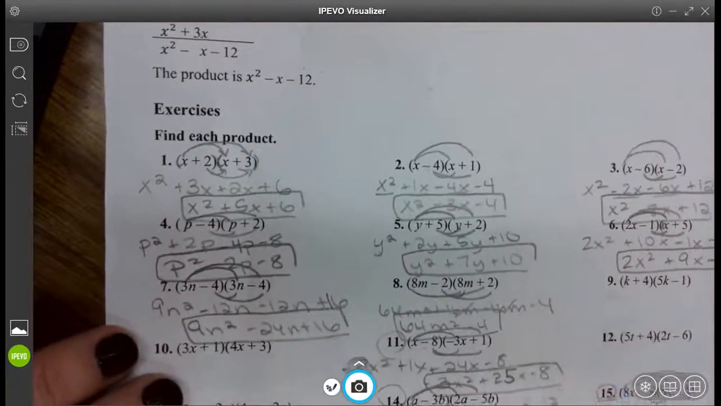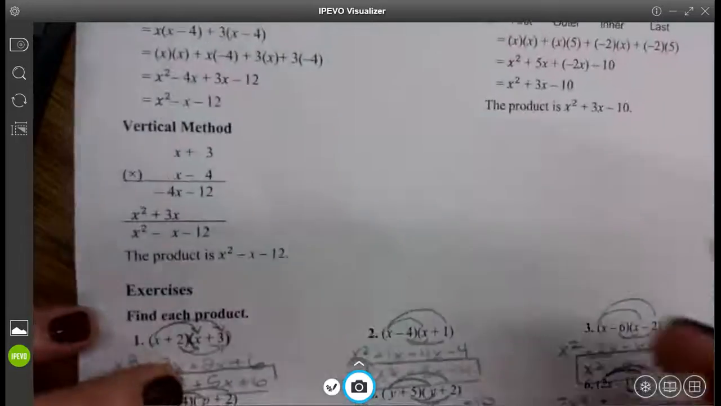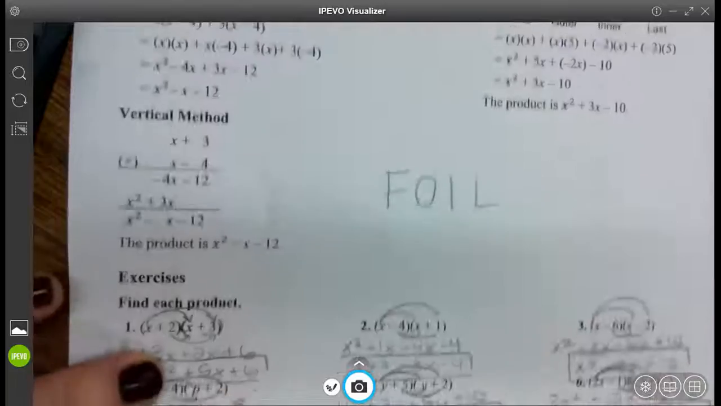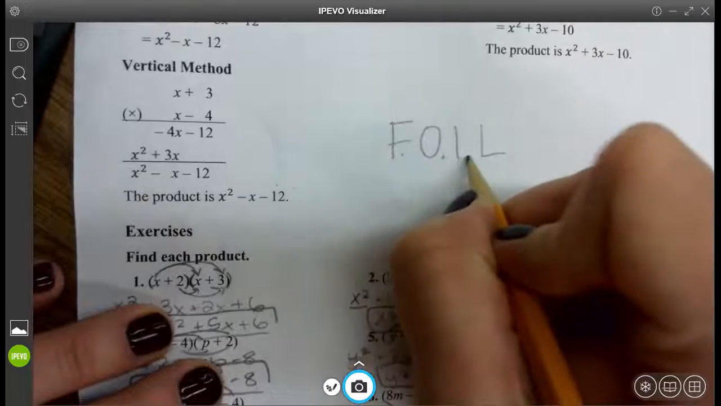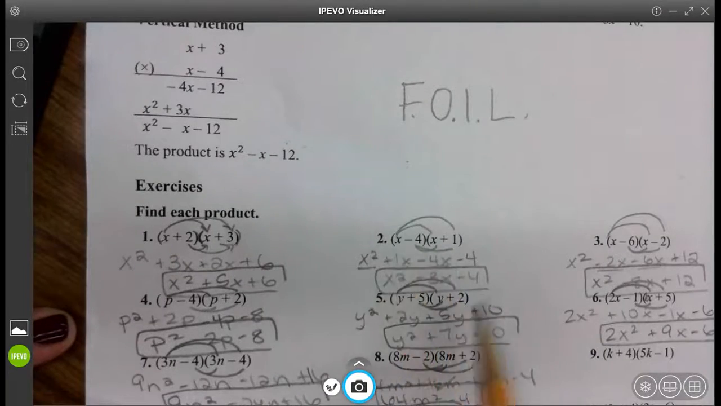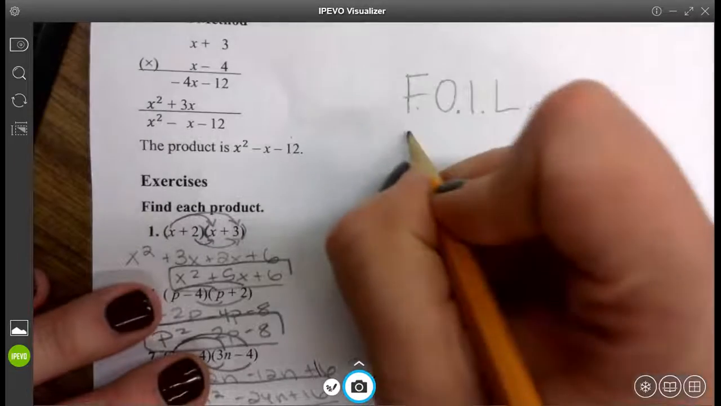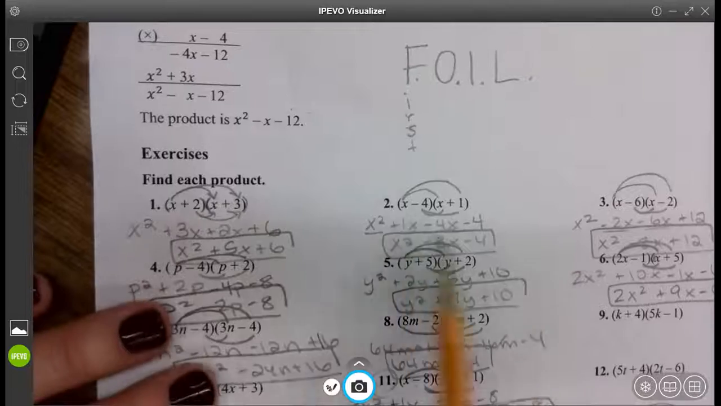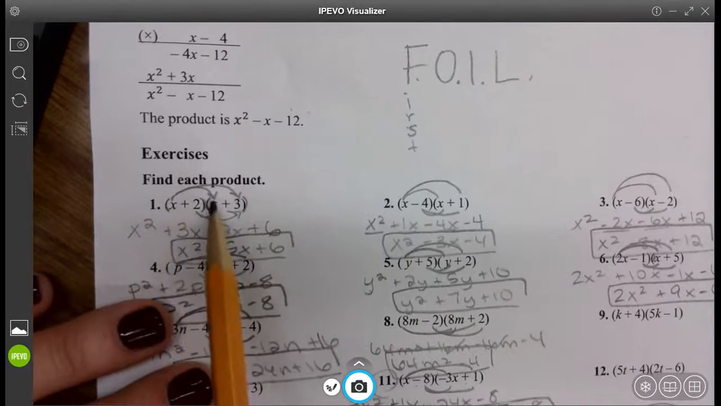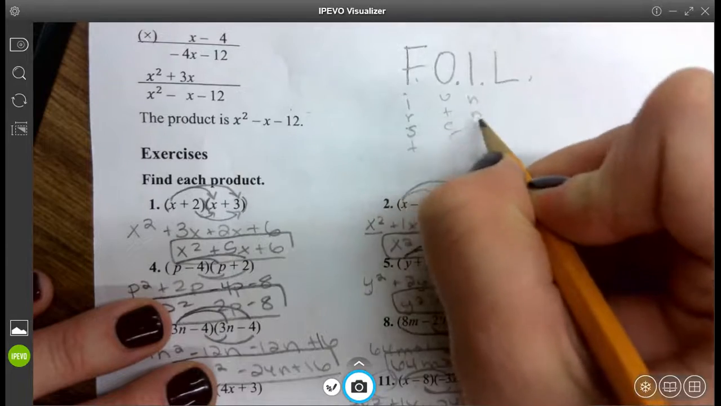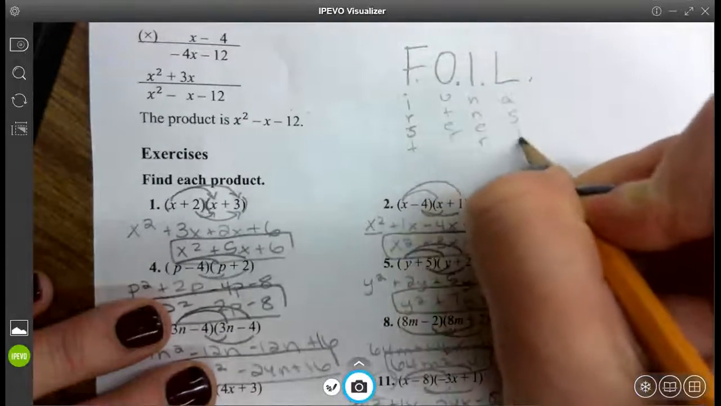This here, when you have a binomial times a binomial, also follows the acronym called FOIL. So when you distribute a 2-term and a 2-term, you're going to use what's called the FOIL method. It's first, because you multiply the first ones, then the outer ones, then the inner ones, and then the last ones.